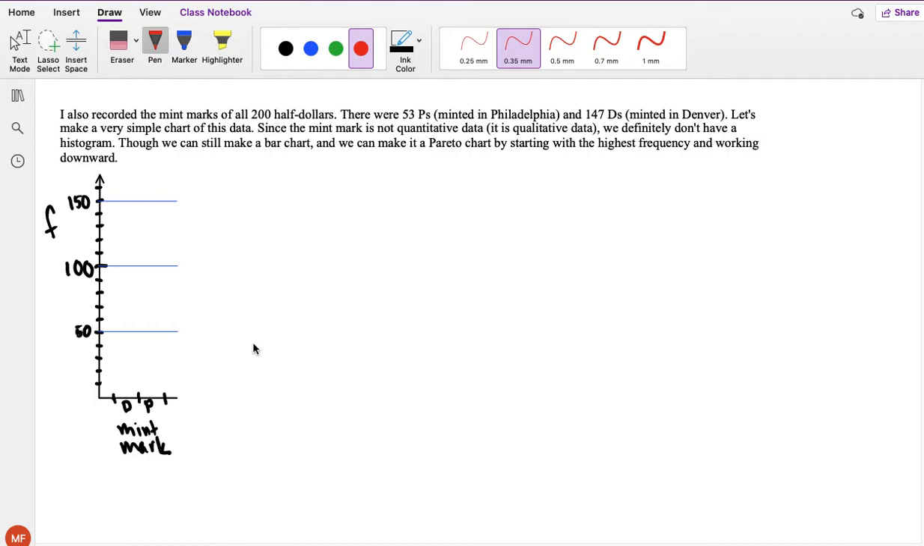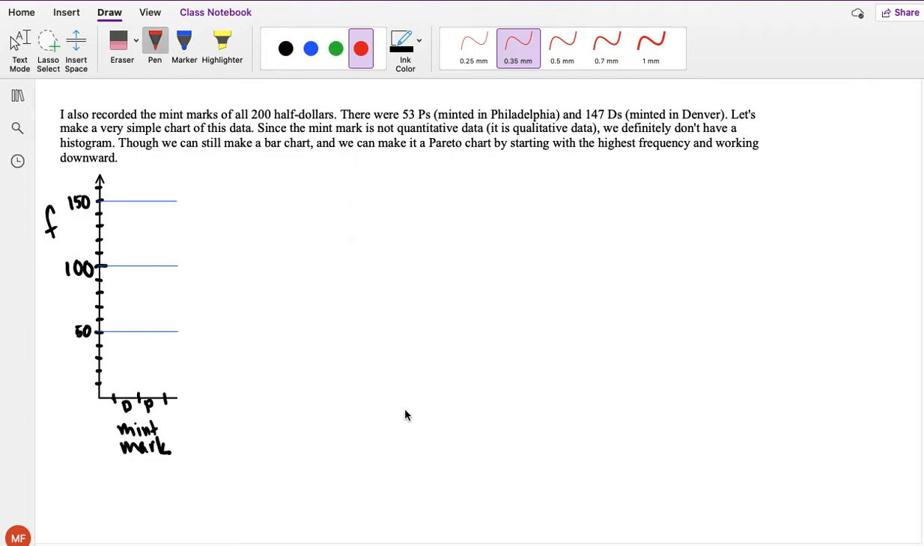It's still a bar chart, and because it's qualitative data, I can actually make it into what's called a Pareto chart, which means you start with the highest frequency and work your way down. Now, in our case, there's only 2 sets that we're dealing with, so working your way down isn't that interesting. But if you had more than that, then you can imagine you'd start with the highest and then go down from there.